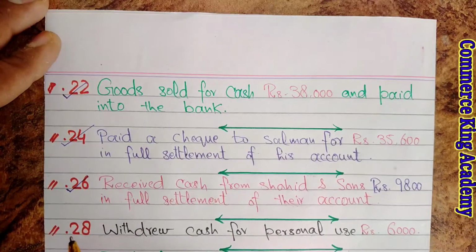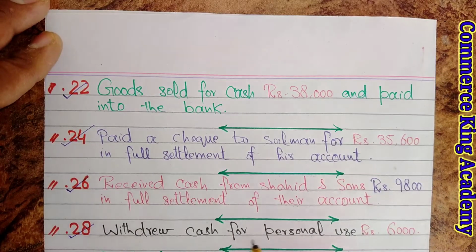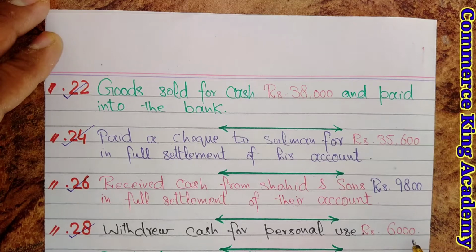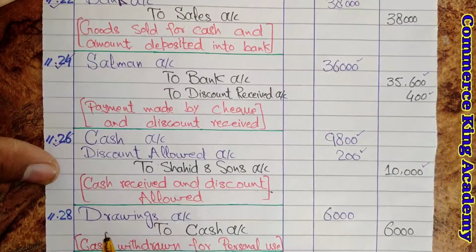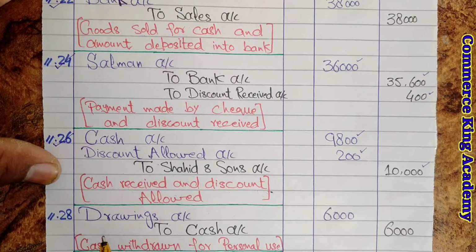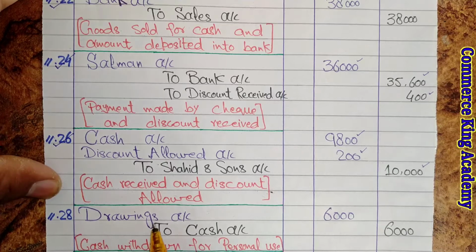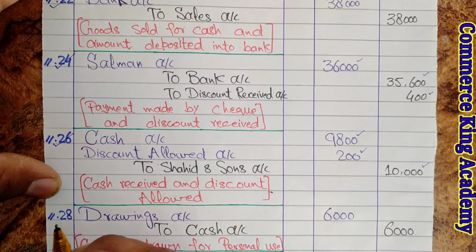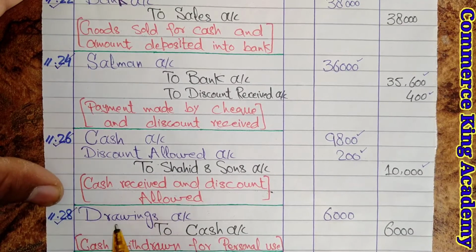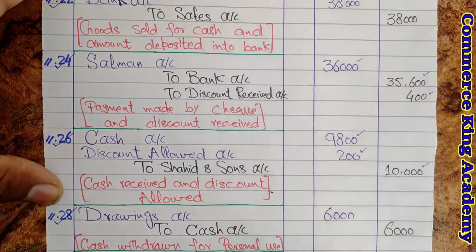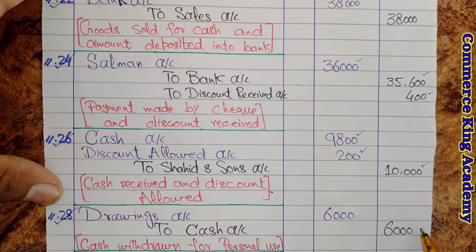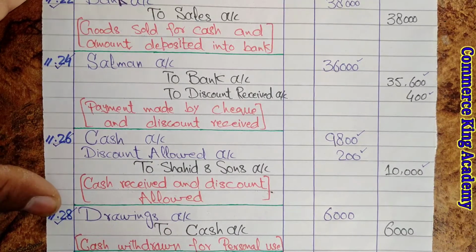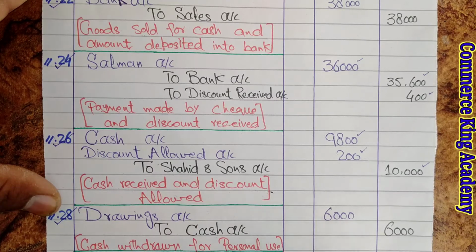Next transaction is Jan 28, which is withdrew cash for personal use amounted 6,000 rupees. You already know that anything withdrawn from business by the owner or proprietor for personal use will fall into the account of drawings. Understand? In this way, we will solve this transaction's journal entry Jan 28, right? Drawings account will debit amounted 6,000 rupees to cash account credit amounted 6,000 rupees. With details or description, cash withdrawn for personal use by the proprietor or owner.